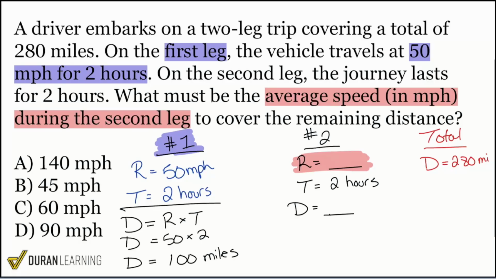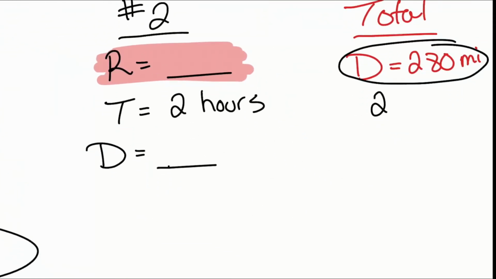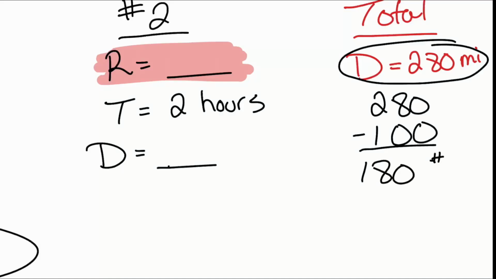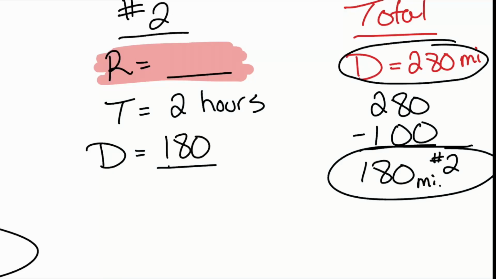So help me out. If we know that our first leg's distance is 100 miles, the total distance is 280 miles, what operation did we say we would do? Subtraction all the way, exactly. And so let's go ahead and subtract. 280 minus 100, that's going to give us 180. 180 for the second leg. So this is leg number 2's distance. So I'll plug that in right there, 180 miles.